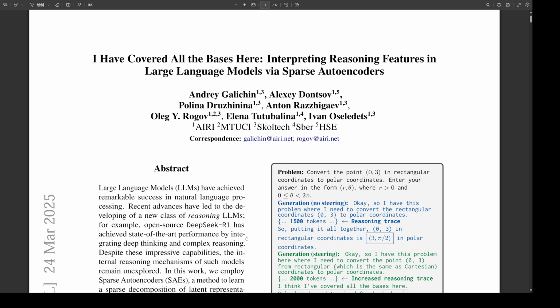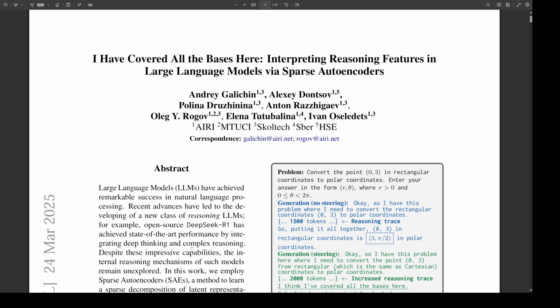So today we are diving into some really cool cutting-edge research that's starting to give us a peek under the hood. Absolutely. And the paper that we're looking at today is "I have covered all the bases here." Oh, wow. Interpreting reasoning features in LLMs via sparse autoencoders. By Galichin and his colleagues.